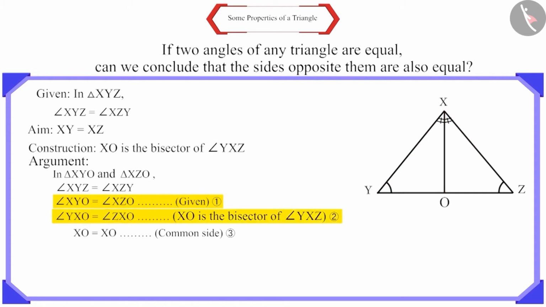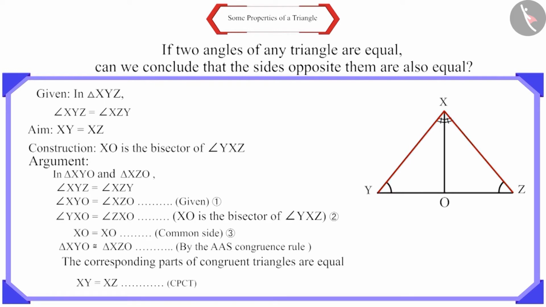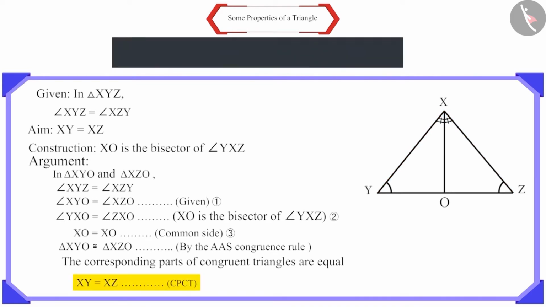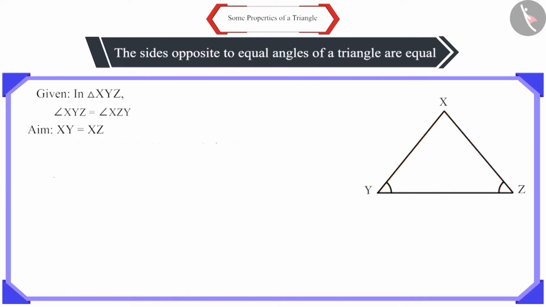From equations 1, 2 and 3, we can say that by the AAS congruence rule, these two triangles are congruent. And we know that the corresponding parts of congruent triangles are equal. Therefore, side XY and side XZ are equal. Therefore, we can say that the converse of the theorem is also true. That is, the sides opposite to the equal angles of a triangle are equal. You can also try to prove it by any other method.